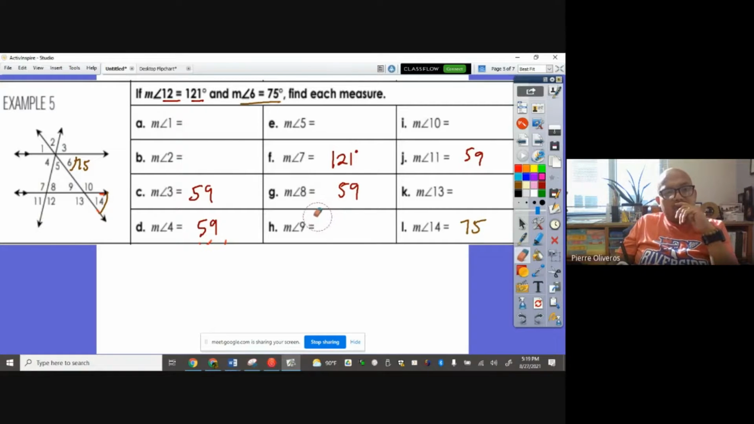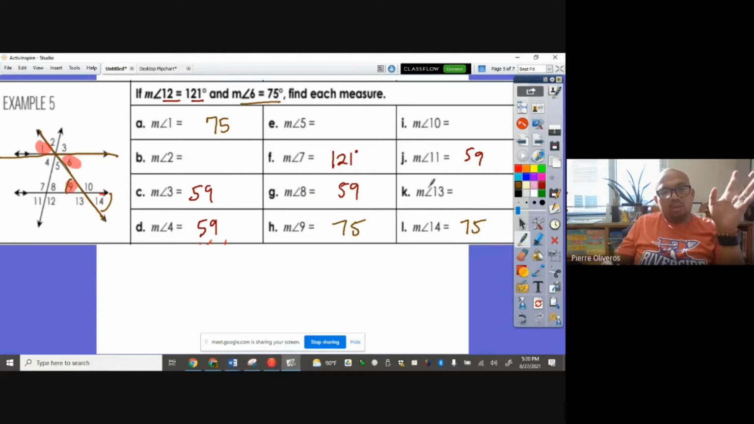Where else can we find a 75 here? If 6 is 75, can you see these two brown lines here? Yep, there you go. The 6 and the 1 are both vertical angles. So I know that angle 1 has to be also 75. And I can see also that 6 and 9 are both alternate interior angles. So I know that angle 9 has to be also 75. And we know that 9 and 14 are vertical angles, so that should be good.